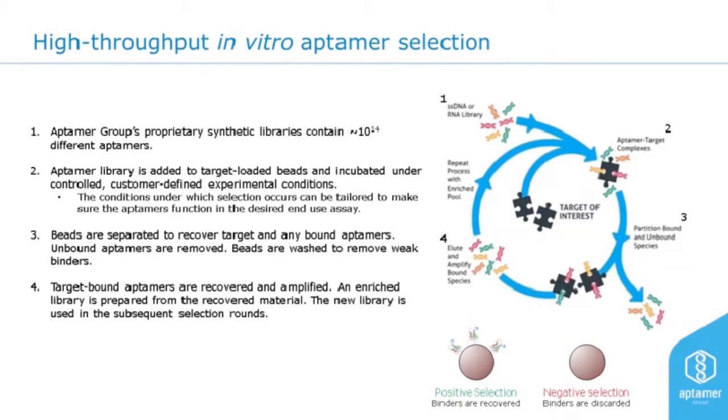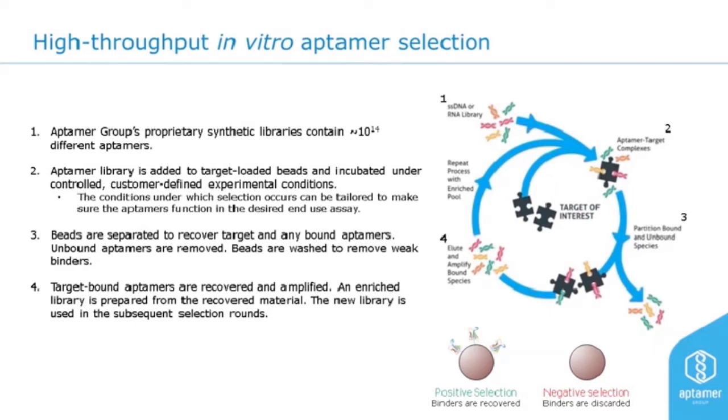So we try and keep these as close as possible to the end assay conditions. So if that requires a complex matrix, like let's say plasma, we include that in this complex formation step. We then partition aptamers that have bound to the target from aptamers that have not. So any non-binding sequences are removed.